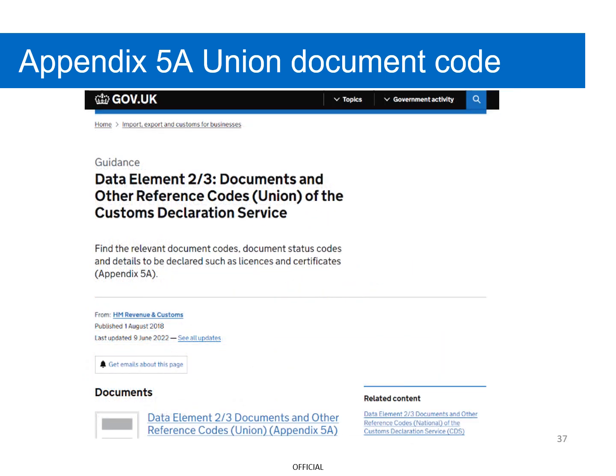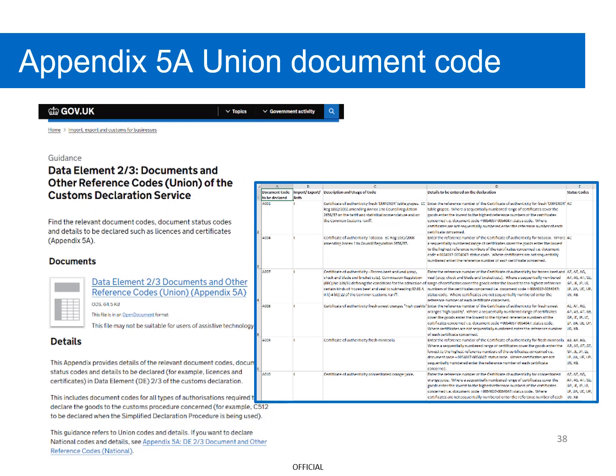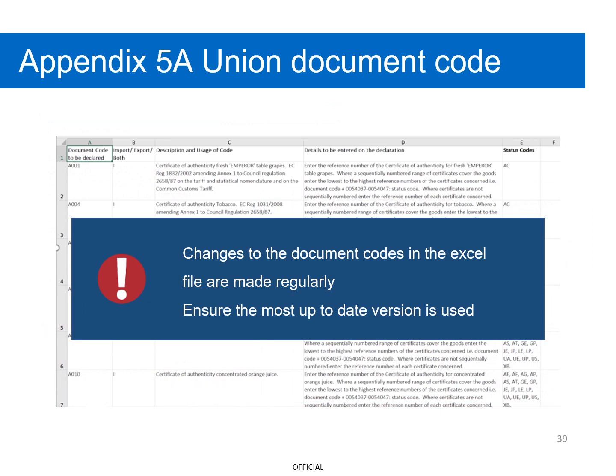This will bring Hallie to Appendix 5A guidance page. If she scrolls down, she will see the Appendix 5A document. Hallie selects the link and downloads the Excel file. It's important to note that changes to the document codes in the Excel file are made regularly. Therefore, if Hallie downloads the Excel file, she needs to ensure she is using the most up-to-date version.